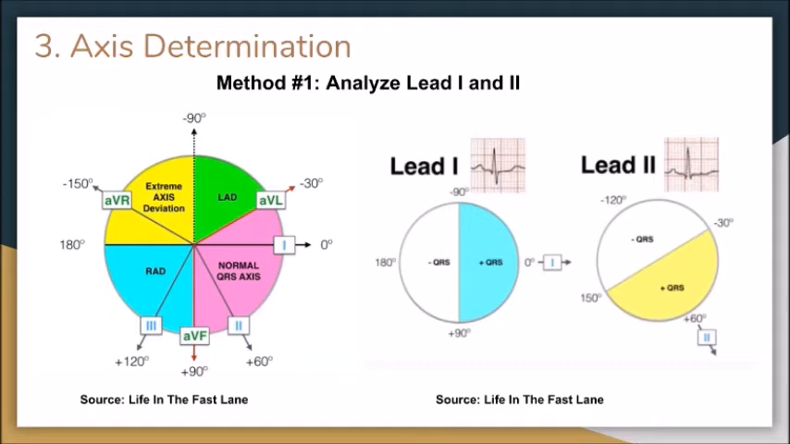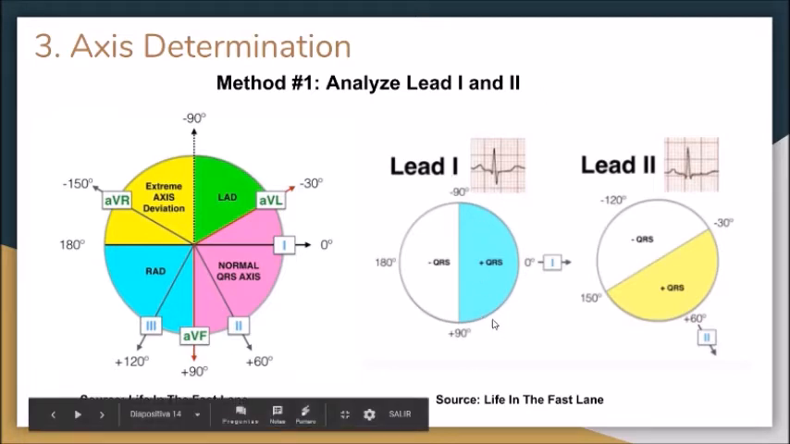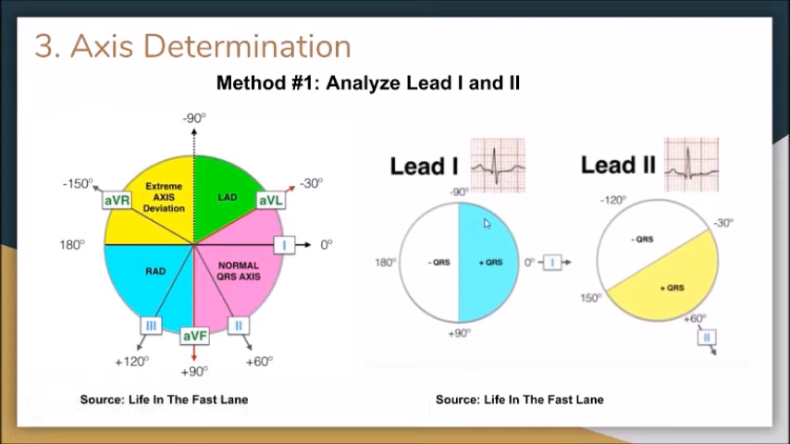The first method we're going to use is by analyzing the QRS complexes of leads 1 and 2. Now recall, the leads look at electrical activity coming directly at it, and since most vectors aren't going directly at it, it's only looking at the component vector directly in the direction of the lead. So let's look at lead 1, for example. Anywhere in this blue area here, there will be net positive deflection denoted on lead 1.